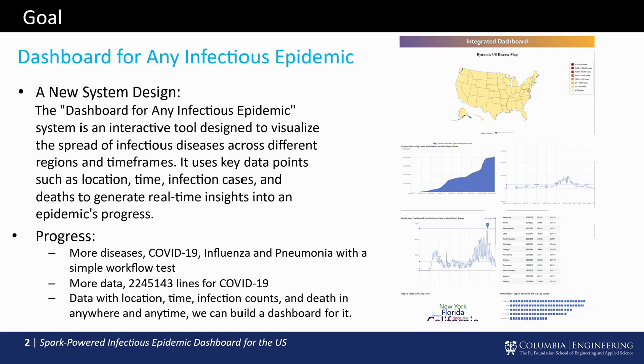The dashboard for any infectious epidemic system is an interactive tool designed to visualize the spread of infectious disease across different regions and time. It uses key data points such as location, time, cases, and deaths to generate real-time insights into an epidemic's progress. Here we have more diseases, more data, and we can work with any kind of data in that format. And the right one is our integrated dashboard. You can see an overview here.